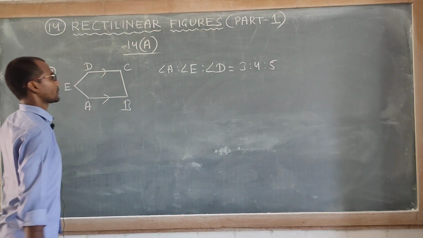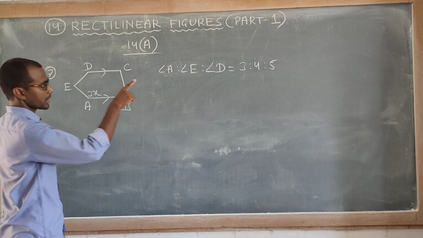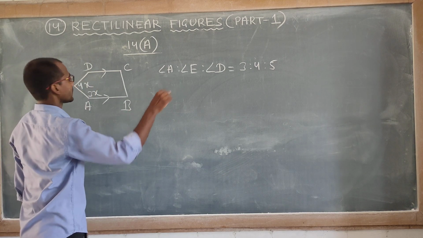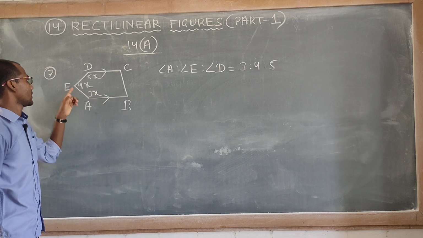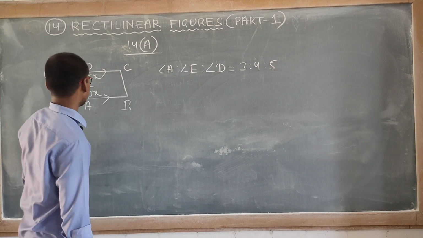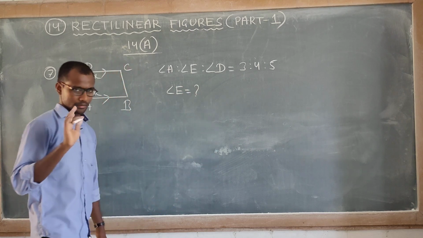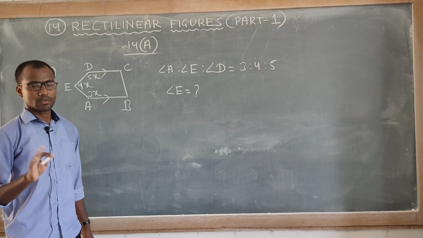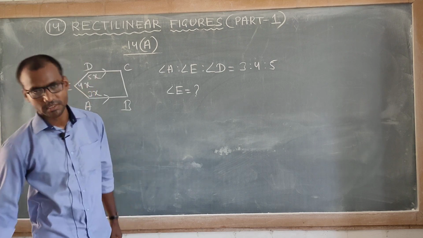Okay, so let angle A be 3x, let angle E be 4x, let angle D be 5x. So angle A is 3x, angle E is 4x, angle D is 5x. We have been asked to find angle E. Our target is angle E. What is angle E? 4x. So anyhow we have to find x. Once we get x, we can easily get angle E. Okay, our target is x.